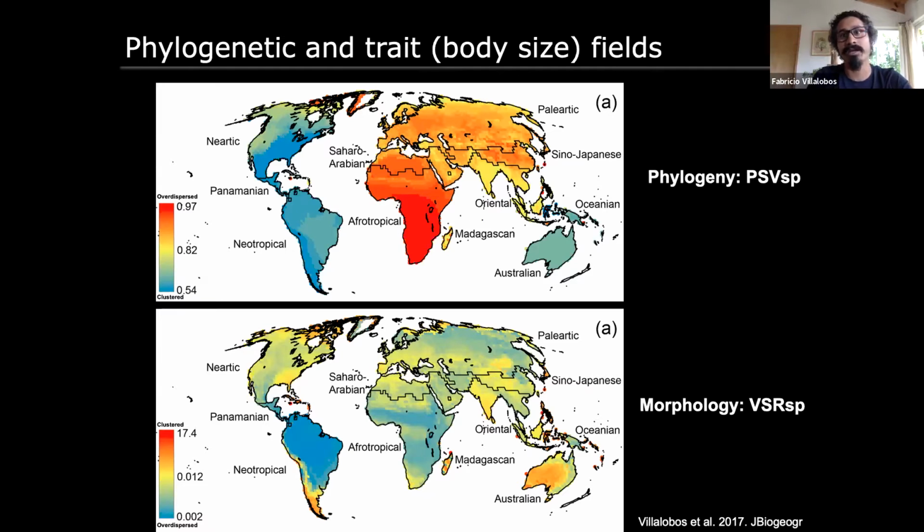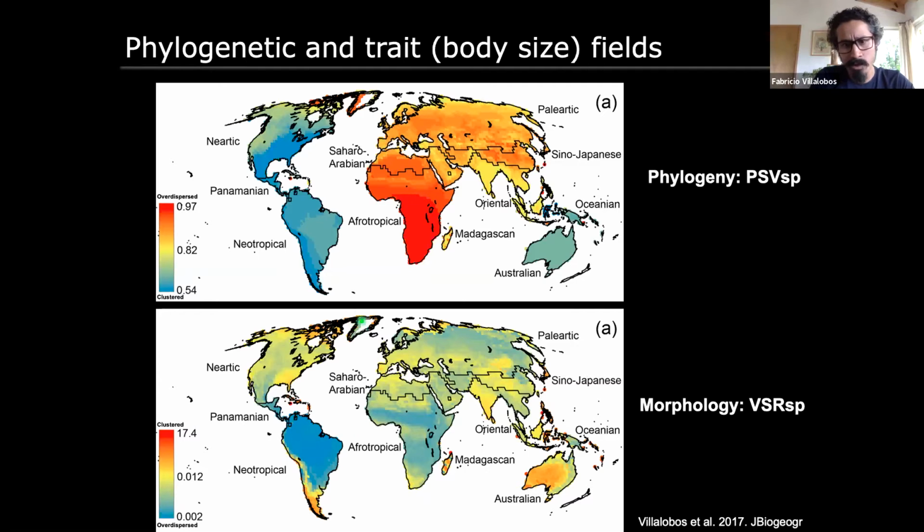And when we look at body size, the traits of the species, the pattern is completely different, right? So we have species that co-occur with similarly sized species, with species of similar body sizes, over here in the north, in the temperate regions, and in the tropical regions, we have species that co-occur with other species that are more different in terms of body size, right?